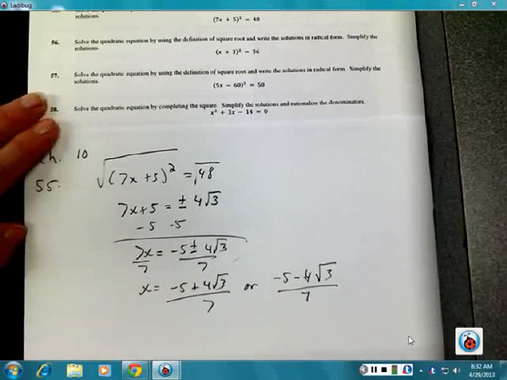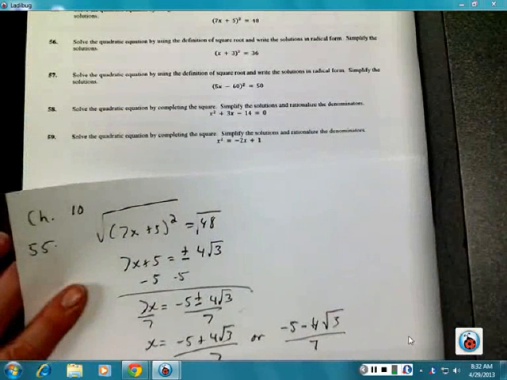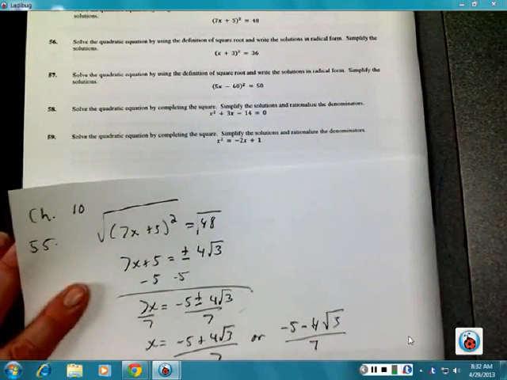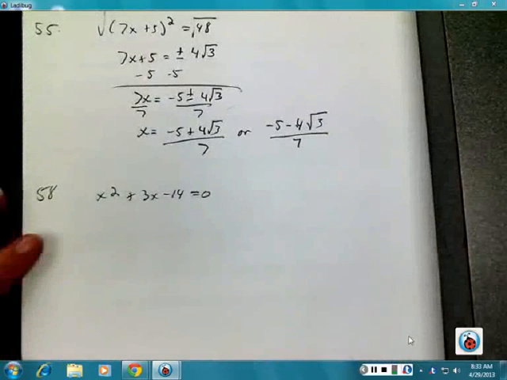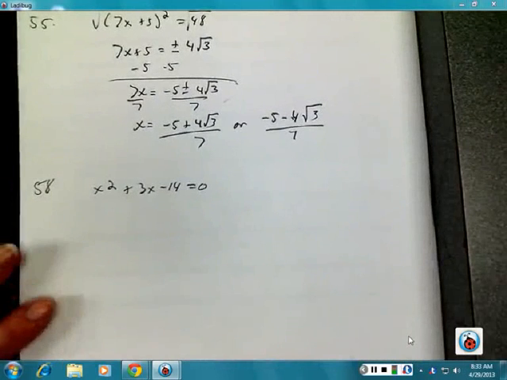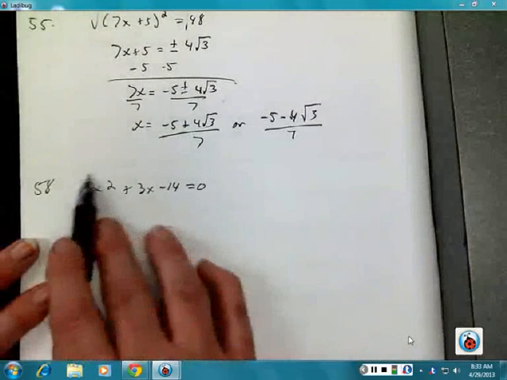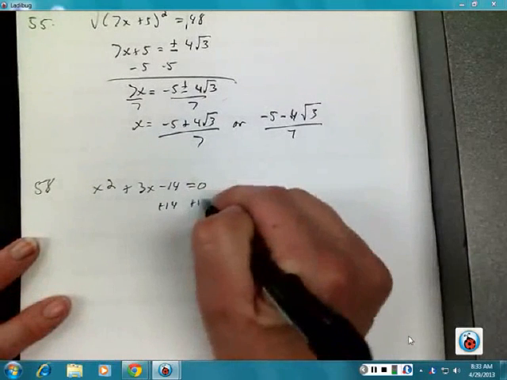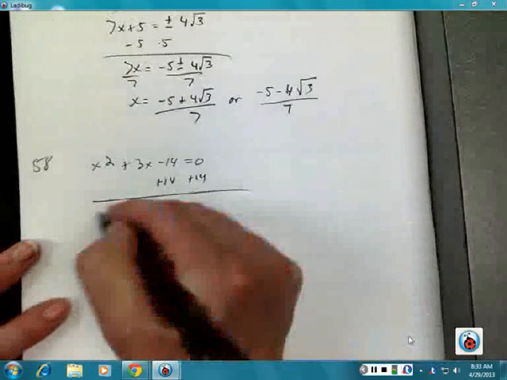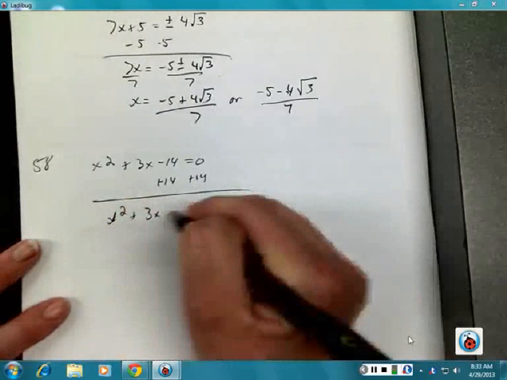All right, so on 58, I'll write it down here. 58 is x squared plus 3x minus 14 is equal to 0, so I'll do that with it. So we got to complete the square, so that means I need to get this stuff by itself, and you get the 14 on the other side, so add 14. So now I have x squared plus 3x equals 14.